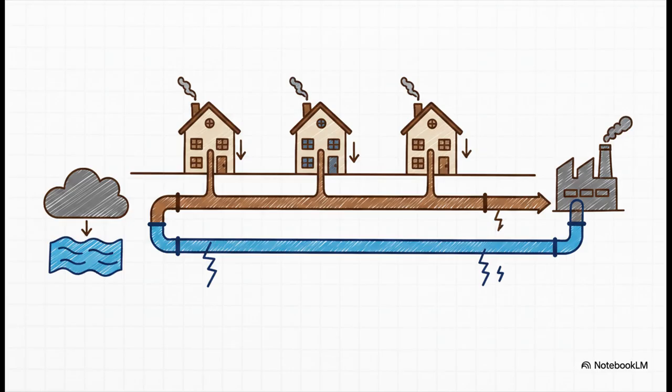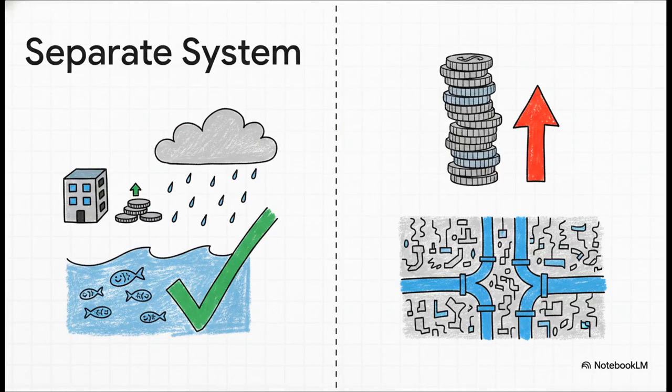You build one network of pipes just for the sanitary sewage, which goes straight to the treatment plant. And then you build a second, totally separate network just for the stormwater. The beauty of this system is how precise it is. Since you're only treating the really dirty sanitary stuff, your treatment plant can be a lot smaller and way cheaper to run. Plus, since the rainwater has its own dedicated highway, there's basically zero risk of the system overflowing in a big storm. So what's the catch?